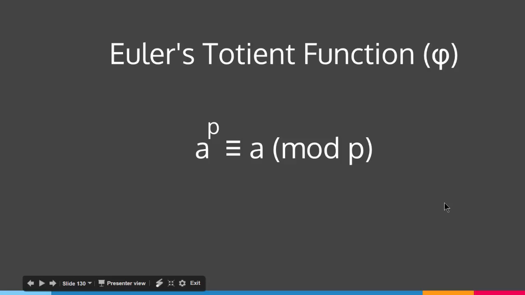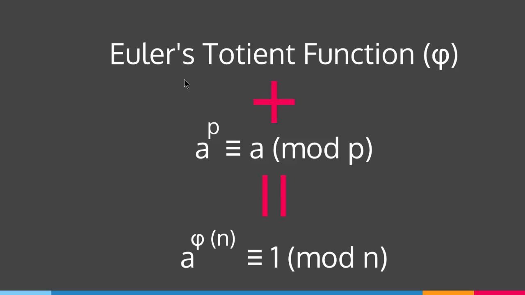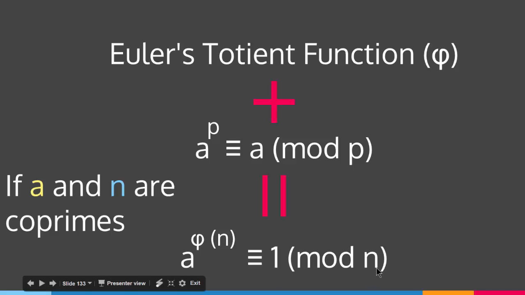Fermat came up with his theorem in around 1640. However, he did not prove it, and it took almost 100 years for Euler to come and prove his theorem. What Euler did was extend Fermat's theorem, which says a to the p is congruent to a mod p, to include his phi function, or Euler's totient function, to create this relationship saying that a to the phi of n is congruent to 1 mod n when a and n are coprime.